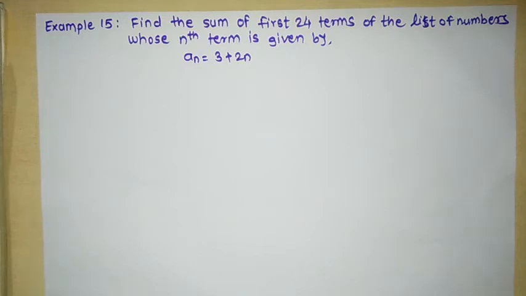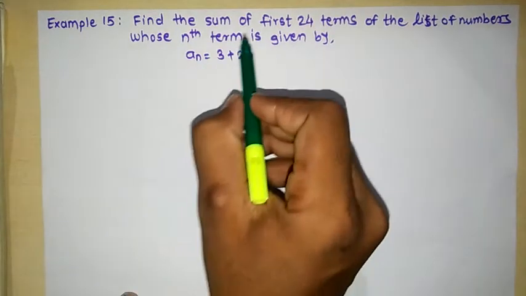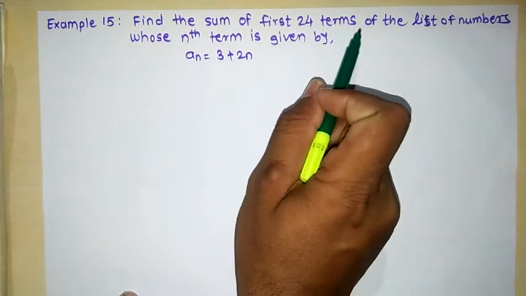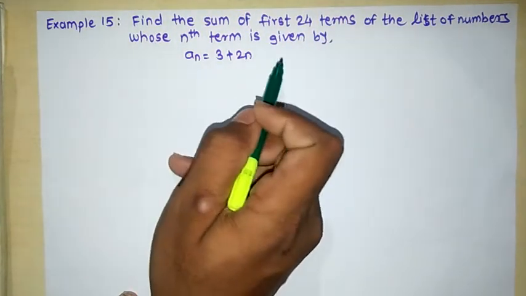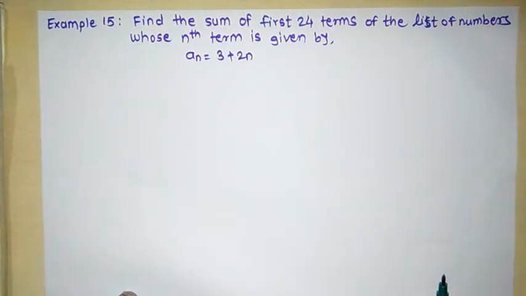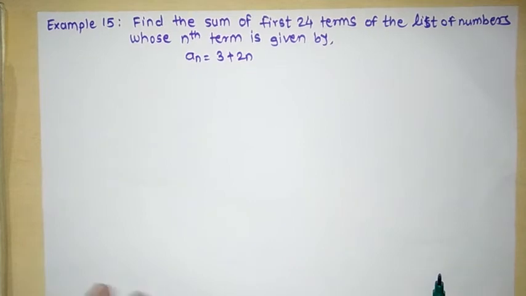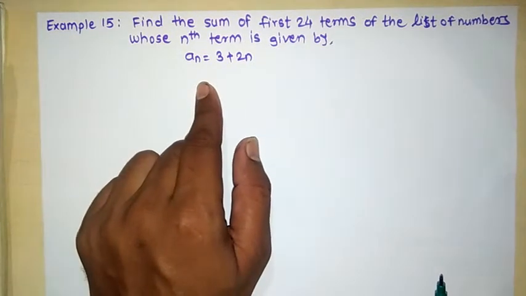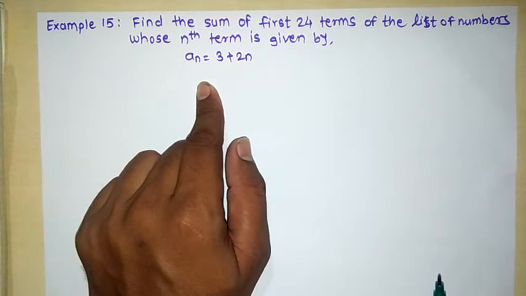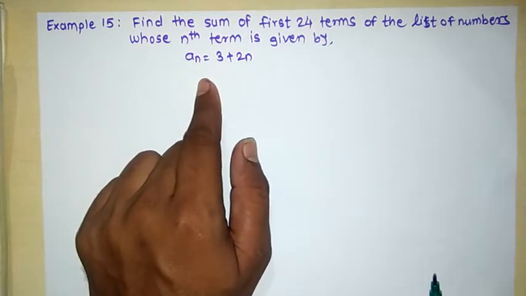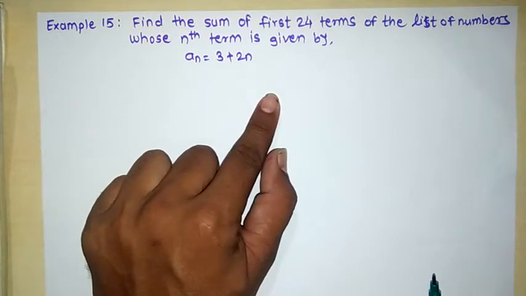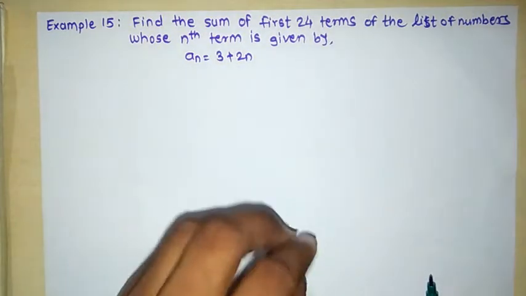Now we will see example number 15. Find the sum of the first 24 terms of the list of numbers whose nth term is given by an is equal to 3 plus 2n. Here a different algebraic expression is given for the nth term. The general formula to find the nth term was an is equal to a plus (n minus 1) into d. But here in the question they have given that the nth term formula is 3 plus 2n. This formula we have to use for the nth term for this particular question only.